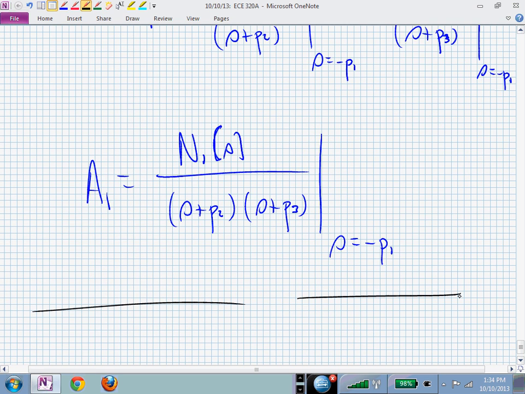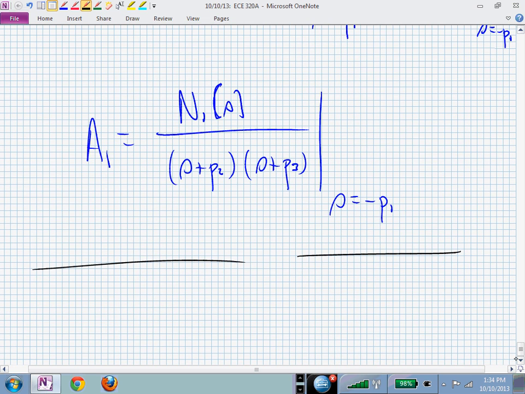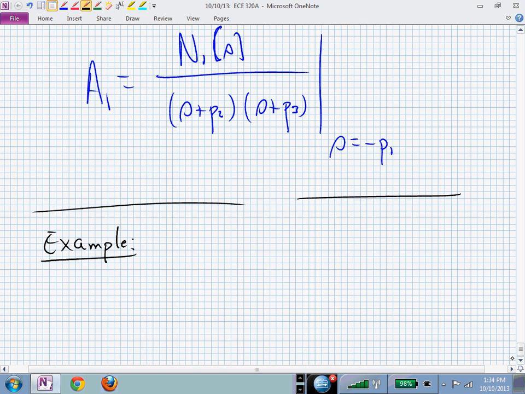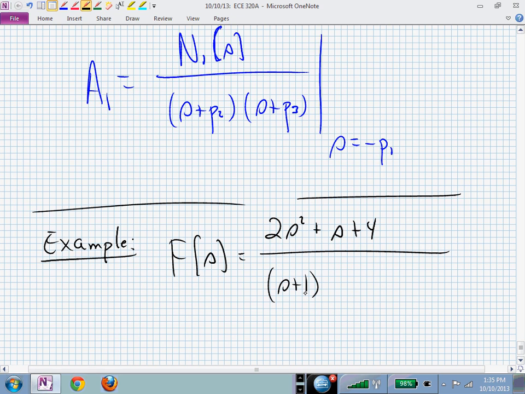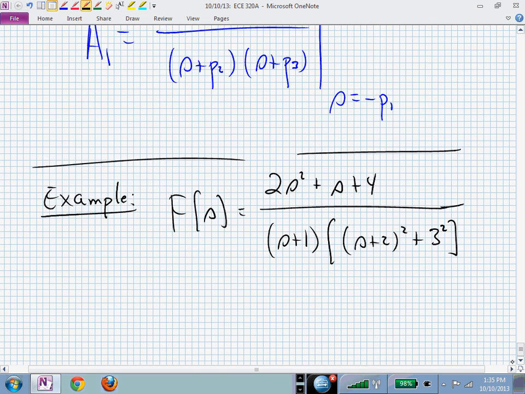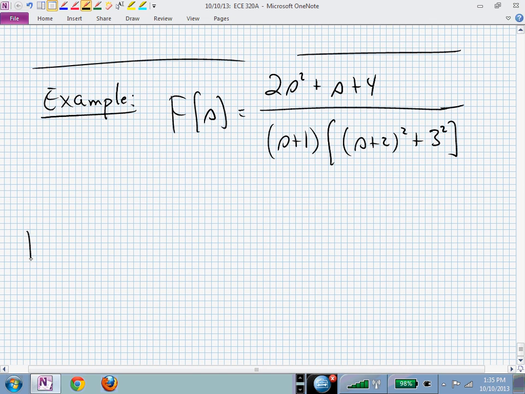All right, let's get specific. Let's put some real numbers on this. Let's do an example. And suppose that somebody says, okay, capital F of s is 2s squared plus s plus 4 all over s plus 1 times the quantity s plus 2 squared plus 3 squared. Do I have distinct roots in my denominator polynomial?